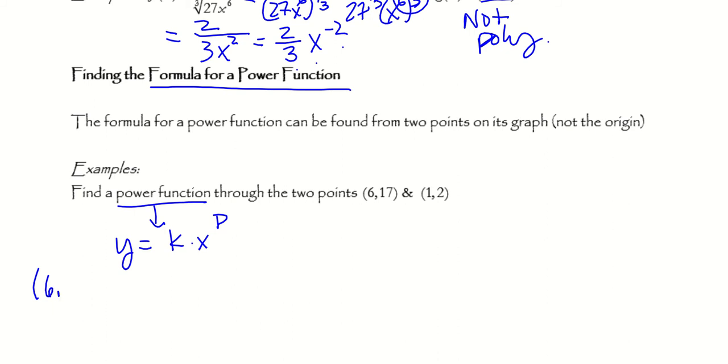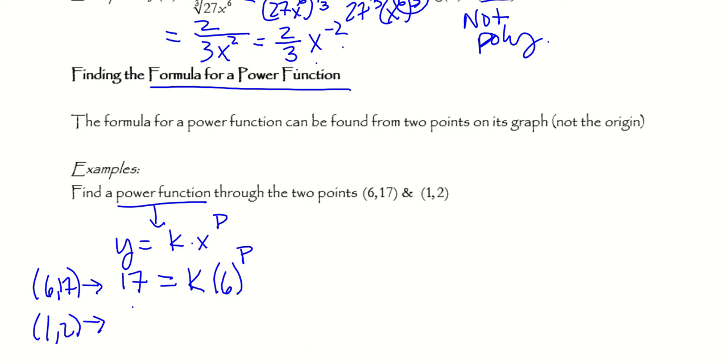So we're going to take the point 6, 17, and plug those in for x and y. That's going to give me 17 equals k times 6 to the p. And we're going to take the point 1, 2, plug those in, and I get 2 equals k times 1 to the p. Now, I could divide both of these equations like I did with exponents, but if I look at this second equation, 1 to any power is always 1. So that equation tells me simply that 2 equals k times 1. I know that k is 2.